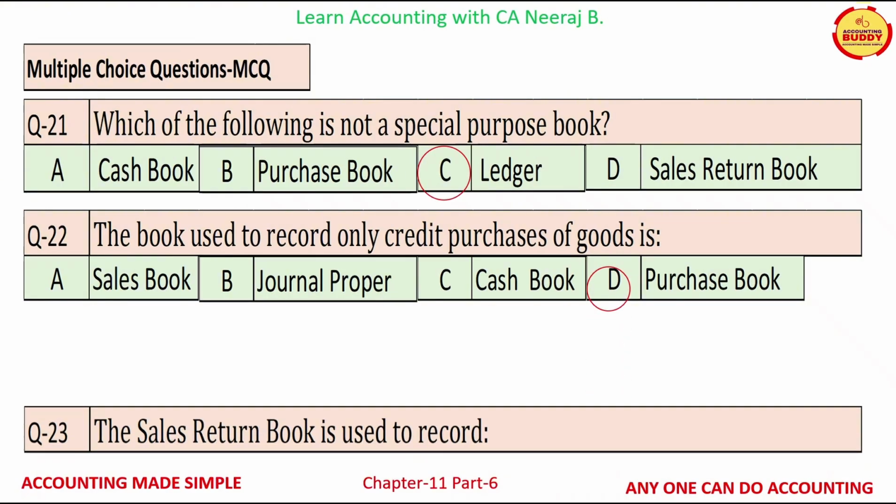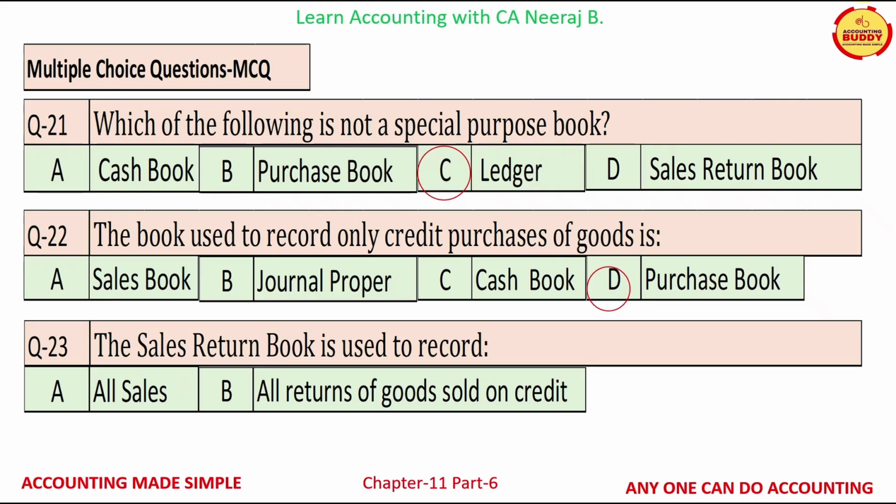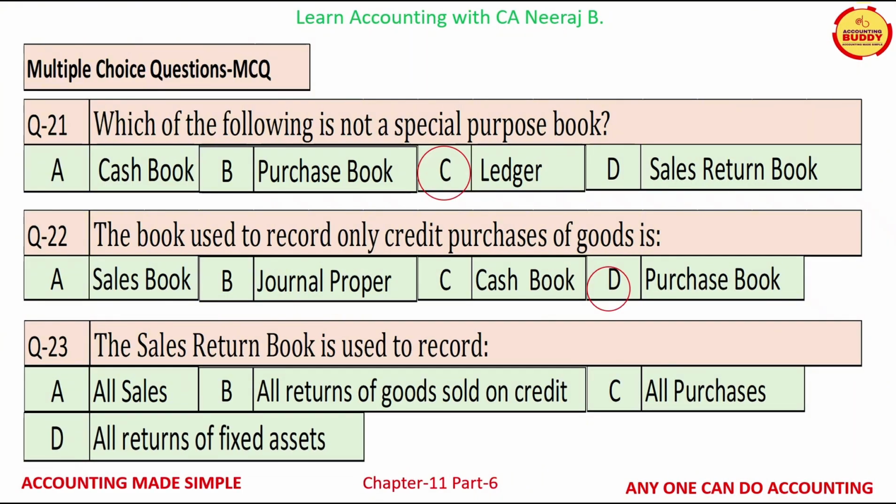purchase book. Question number 23 is, the sales return book is used to record, and the available options are option A, all sales, option B, all returns of goods sold on credit, option C, all purchases, and option D, all returns of fixed assets. And the correct answer is option B, all returns of goods sold on credit.